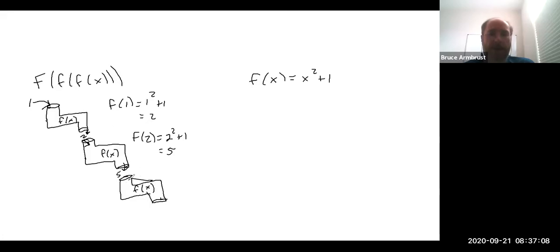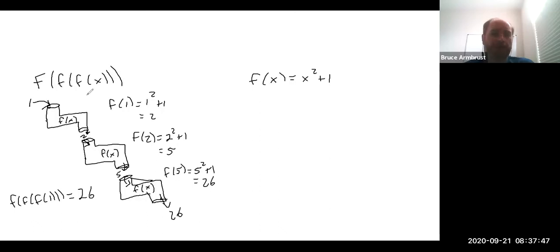Now that 5 immediately drops into the next function, which happens to be f again. So we're going to do f of 5. Well, the rule said square that number and add 1. So that gets us 26. So what finally pops out is 26. So we started with 1 and we ended up with 26. So basically what we just figured out is that f of f of f of 1 is equal to 26.